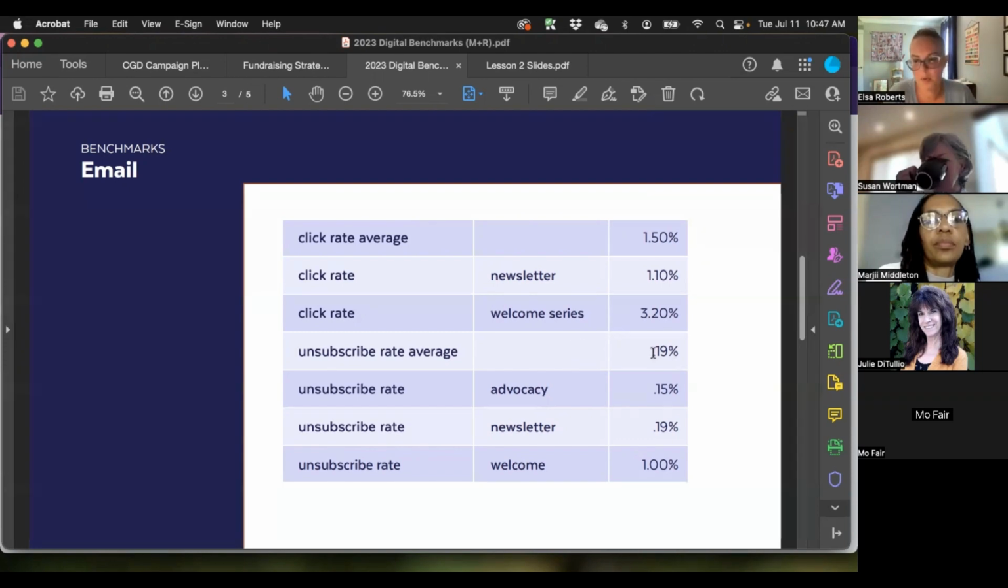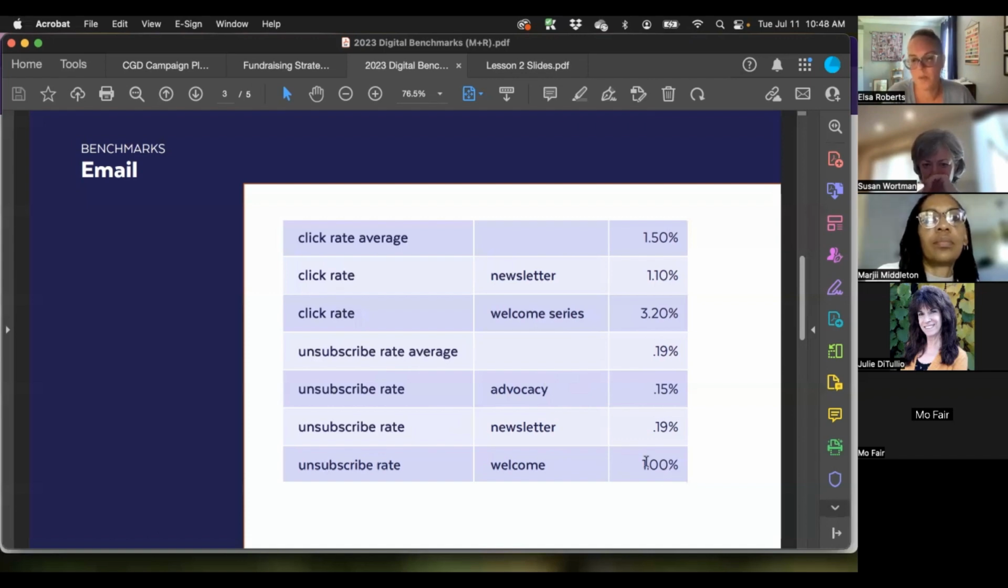Unsubscribe rate average is 0.19%. The unsubscribe rate for advocacy type emails is 0.15%, and the unsubscribe rate for newsletters is 0.19%, and the unsubscribe rate for welcome newsletters is 1%.